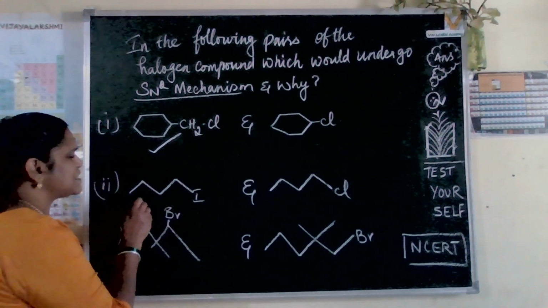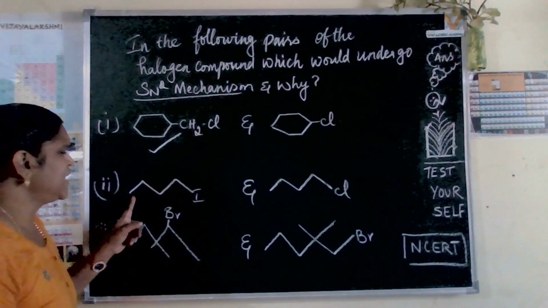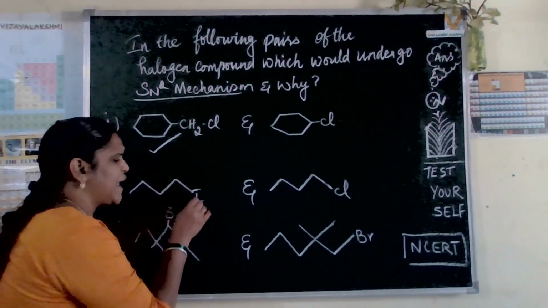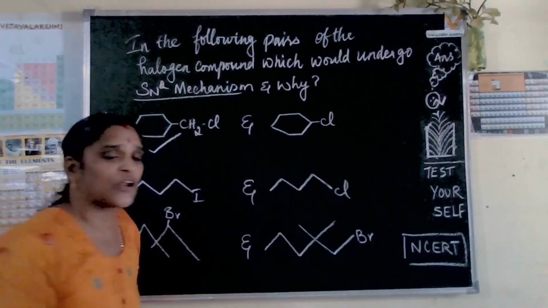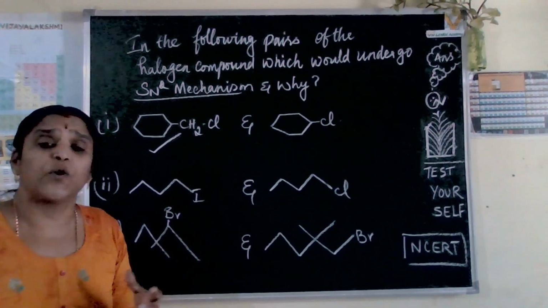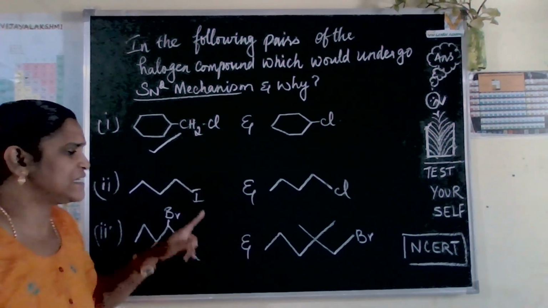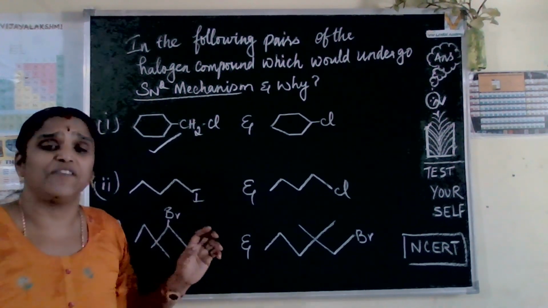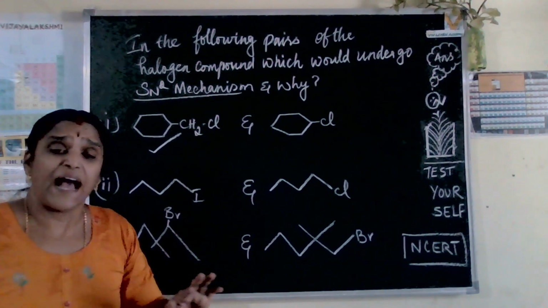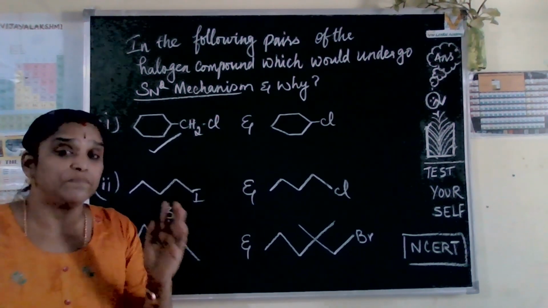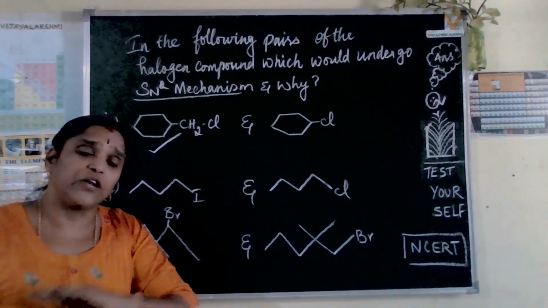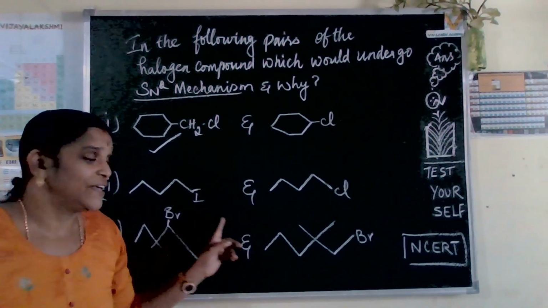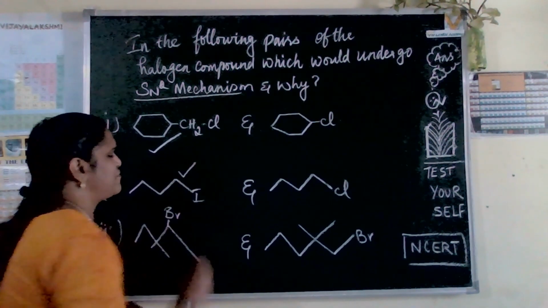Okay, let us go for the second one. It is the same thing, only this is attached with iodide and this is attached with chloride. Which will undergo the SN2 mechanism very fast? Of course, 100% the iodide will undergo it very fast. Why? Iodine has a bigger atomic size, so it automatically goes away due to the nucleophile attack, so this reaction is very fast.